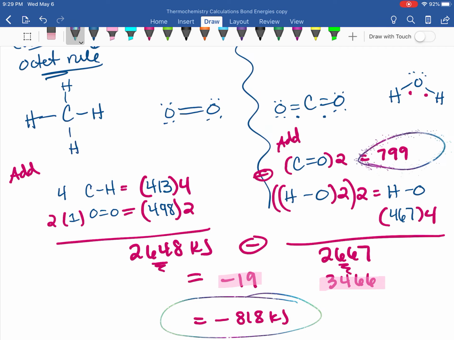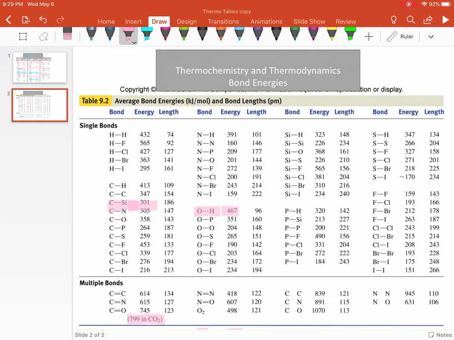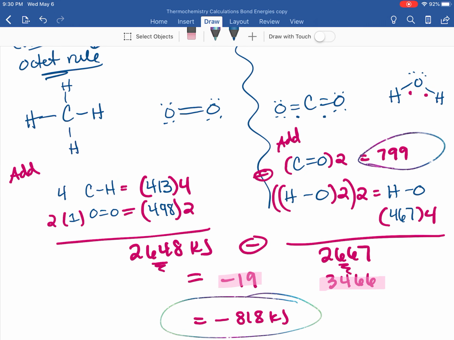Okay, now let's go back to that PowerPoint and put a sparkle pen on what we do with that 799. That 799 in CO2 right here, let's write a comment that it is only the C=O bond. That is not the whole CO2, so you have to multiply that by 2. So we'll see CO2 again, and if you want to use this table on your test, mark yourself a note there. That 799 is just for the C=O bond, not for the whole molecule. We still have to multiply that by 2.